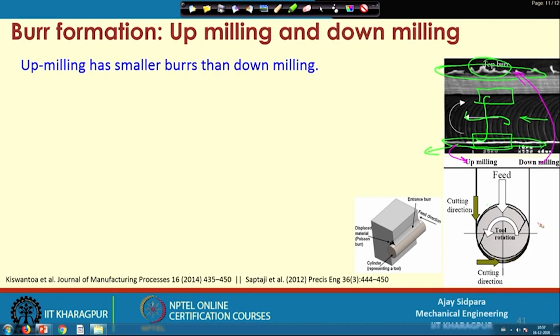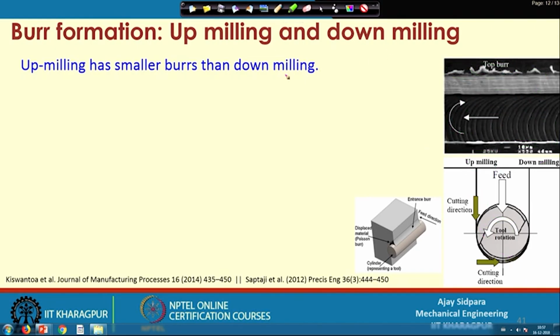Why is it so in this case? Because our feed directions are the same, but the tool rotations are different. Here it is rotating anti-clockwise, but in this case it is rotating clockwise. So, up milling is on this particular side, but in this case up milling is on this side, because of the diagram we saw earlier: when the direction of the workpiece movement and the direction of the cutting tool are opposite to each other, you get up milling. Now, why does up milling have smaller burr formation than down milling? Let us see that also.